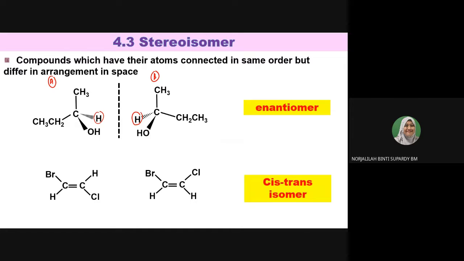Carbon-carbon double bond in alkene and carbon single bond in cycloalkane.